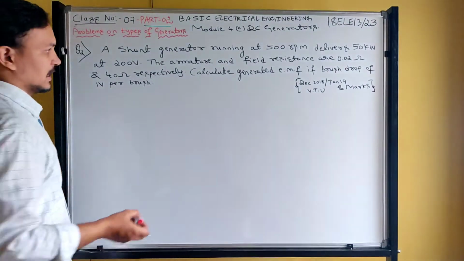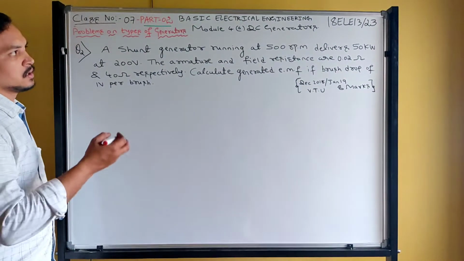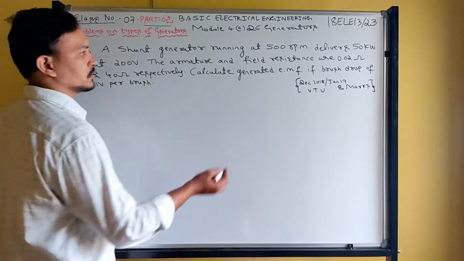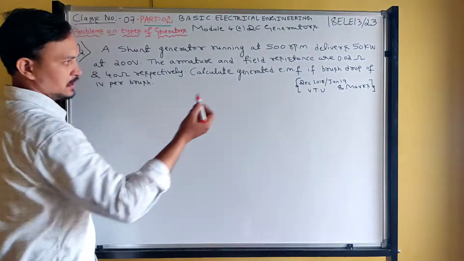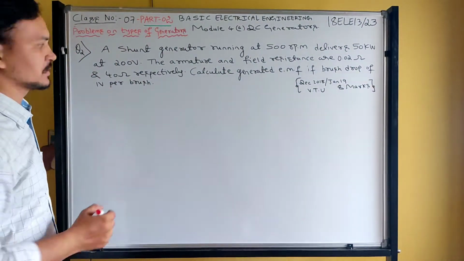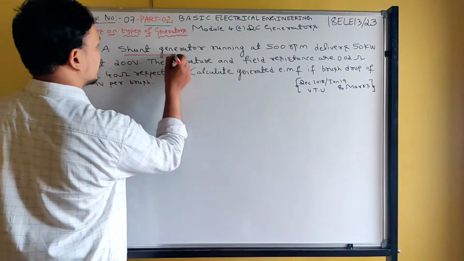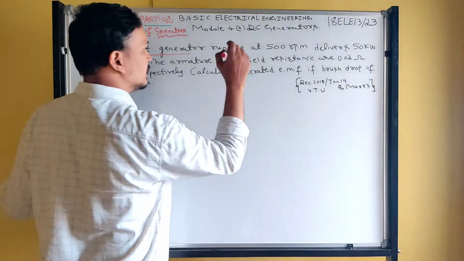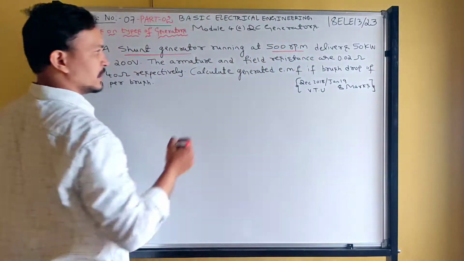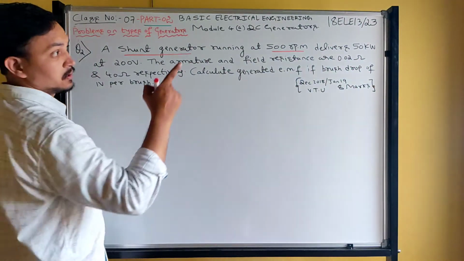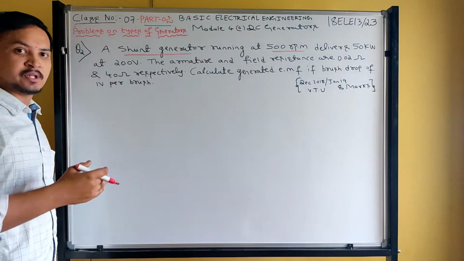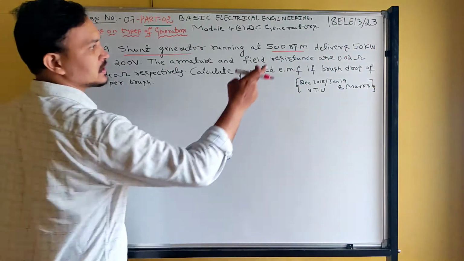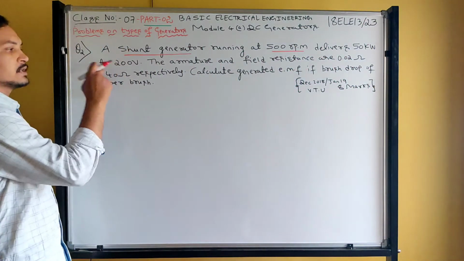Okay, dear students, we can solve the second question asked in university examination on type of generator. This question was asked for 8 marks in the 18 scheme syllabus. What type of generator? Shunt generator. A shunt generator running at 500 RPM delivers 50 kilowatt. Delivers means output power. Developed means input power. It delivers 50 kilowatt at this voltage.